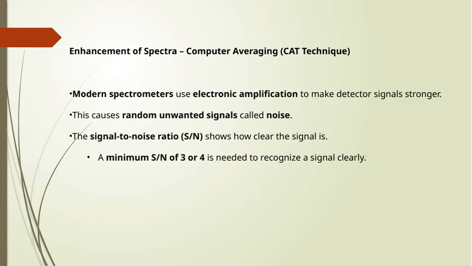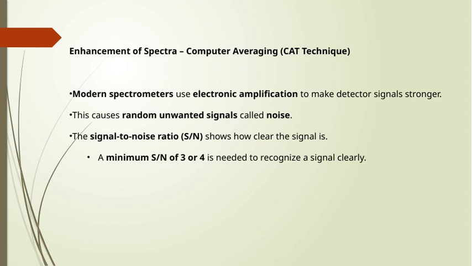Now, let's talk about how modern spectrometers improve their signals through a technique called computer averaging, or the CAT technique. These spectrometers use electronic amplification to boost the detector signals, making them stronger and easier to analyze. However, this amplification also introduces random unwanted signals, known as noise. Noise can interfere with our ability to clearly see the actual signal we're interested in.